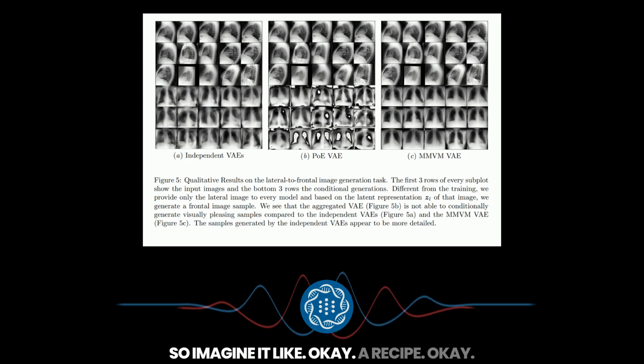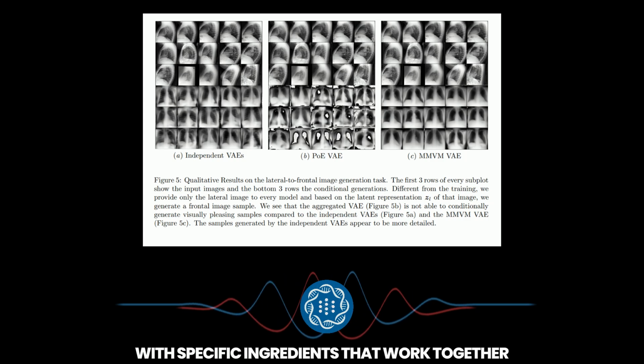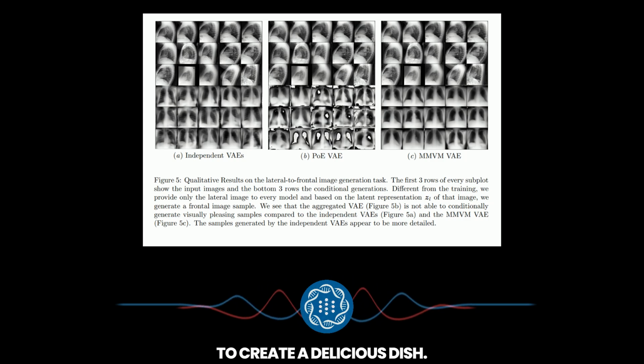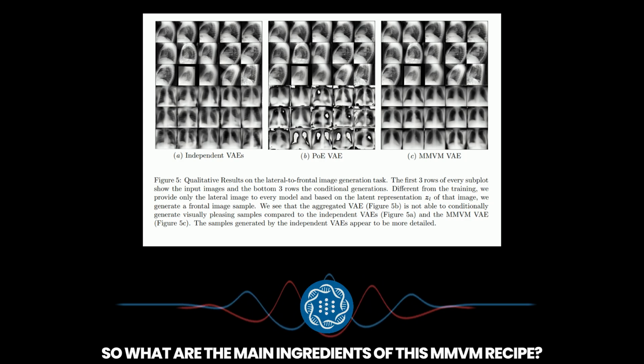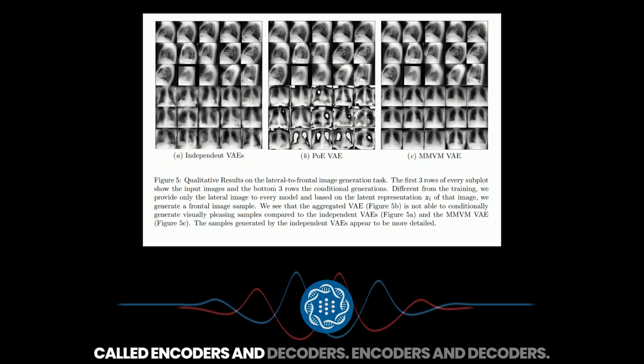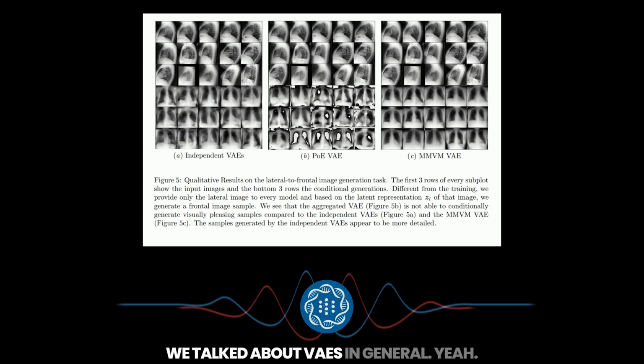So imagine it like a recipe with specific ingredients that work together to create a delicious dish. Okay, I like that analogy. So what are the main ingredients of this MMVM recipe? So the core components are called encoders and decoders. And you might remember those from when we talked about VAEs in general.